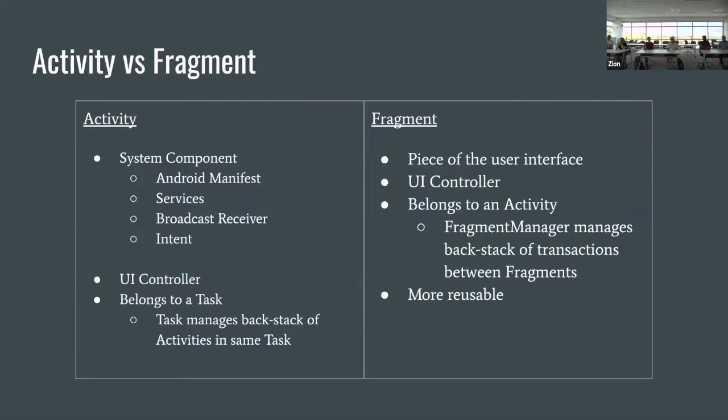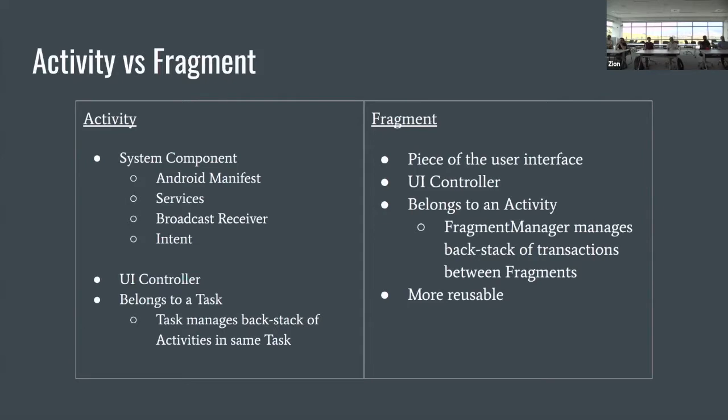Comparing the two. So activities, they're a system level component, the same level as a broadcast receiver or services. You start them, pass data between them with intents, and you have to declare them in your Android manifest. Activities are a UI controller. You give them data and change the label on your view, show or hide, and navigate from place to place. And they belong to a task. So on your recent screen, you have your tasks that you swipe between, the tasks managing a backstack of the activities in the same task.